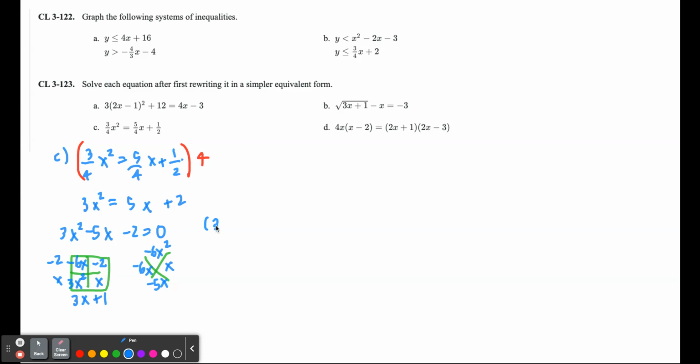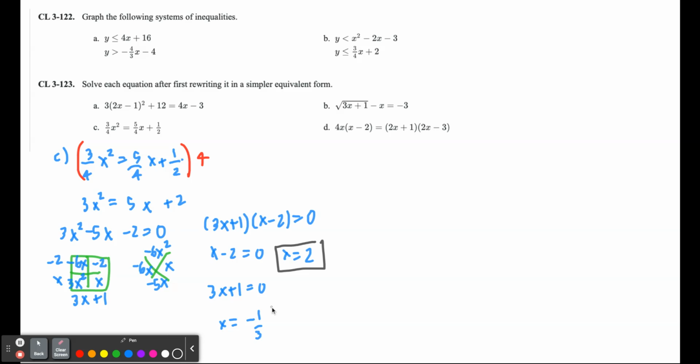So this factors to 3x plus 1 and x minus 2 equals 0. So then you set each of those equal to 0. And then you get x equals negative 1/3 and x equals 2. And those are your two answers. Okay.